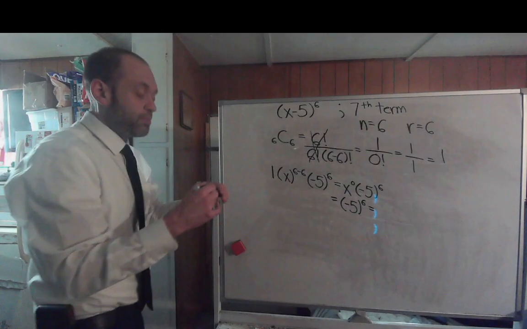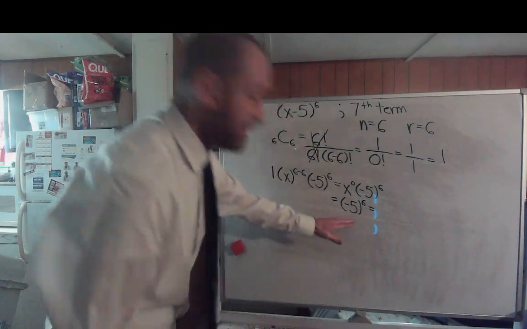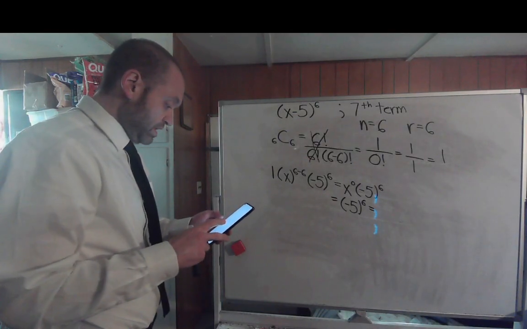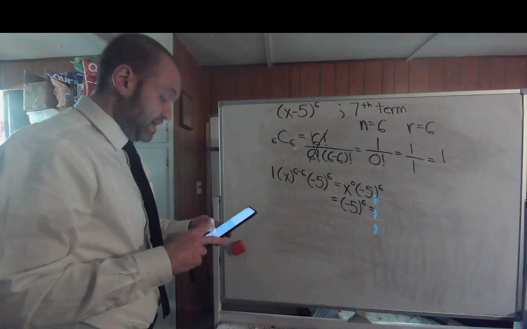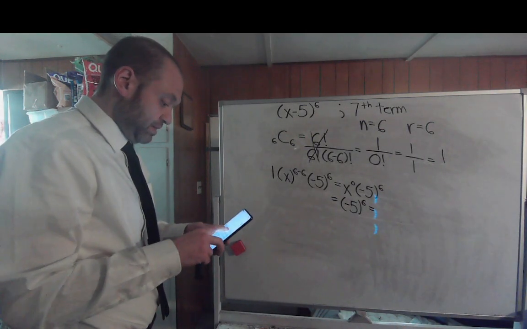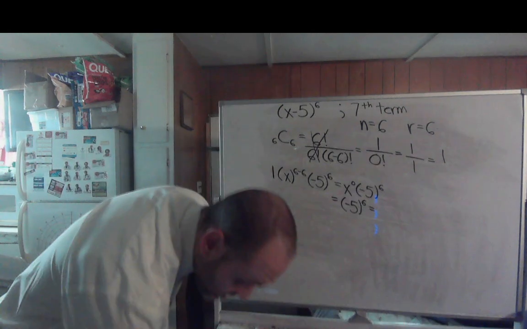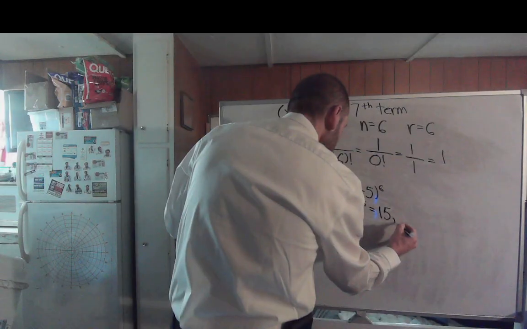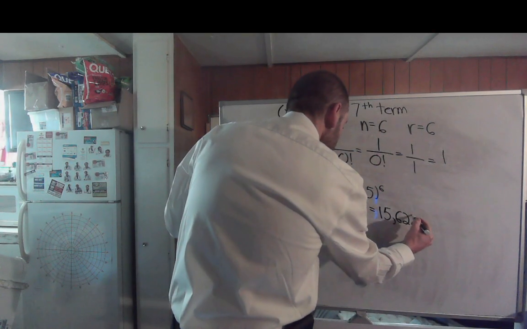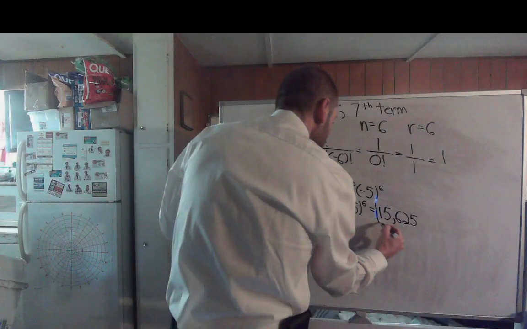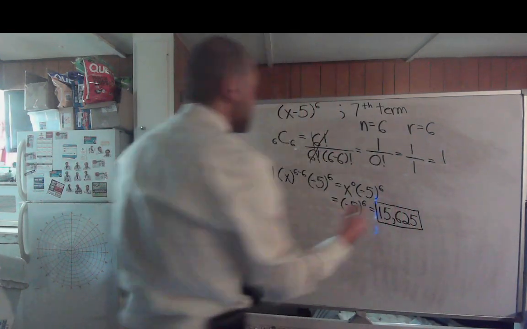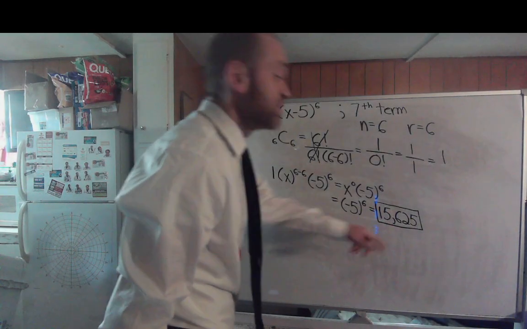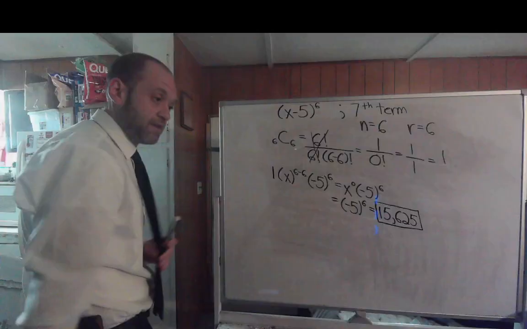Well, we should get a positive term because you have a negative number raised to an even power. So let me just take that negative 5 raised to the 6th power. You get 15,625. So that should end up giving you your seventh term of this binomial expansion should be 15,625.